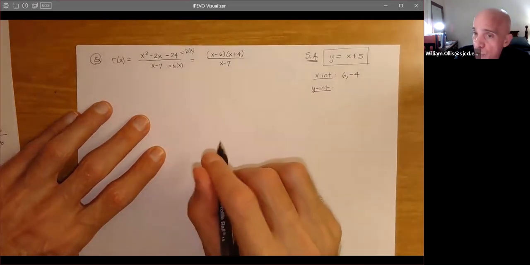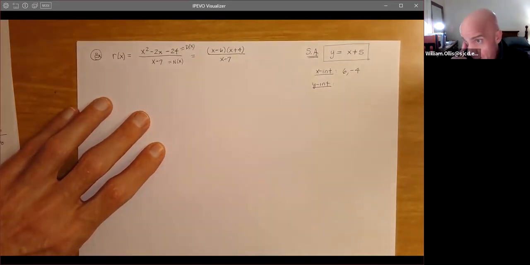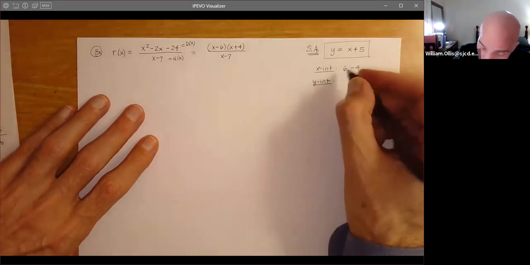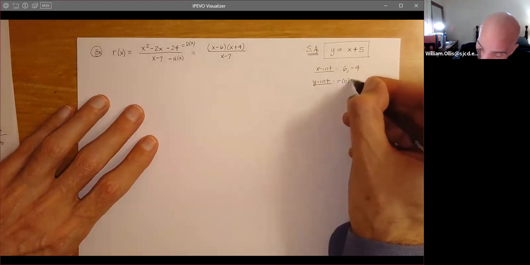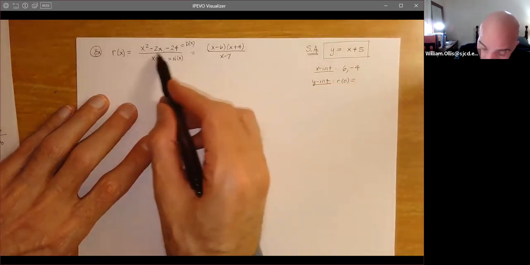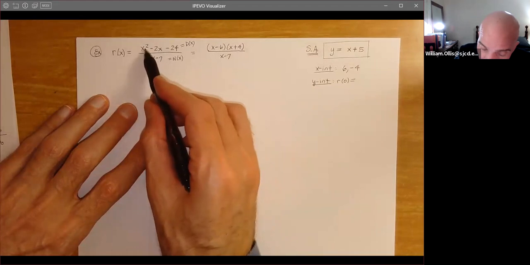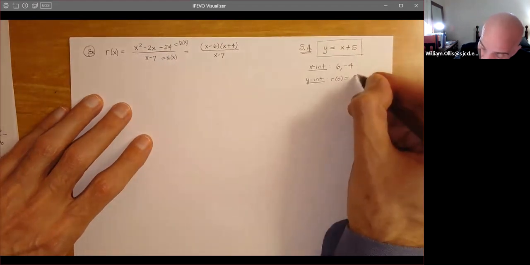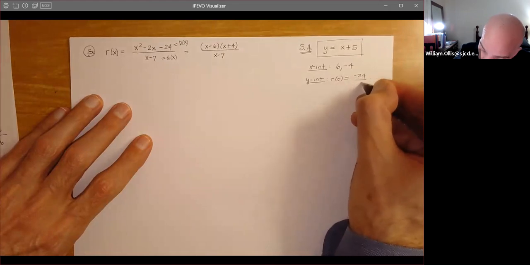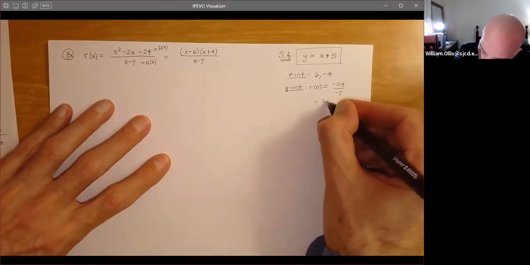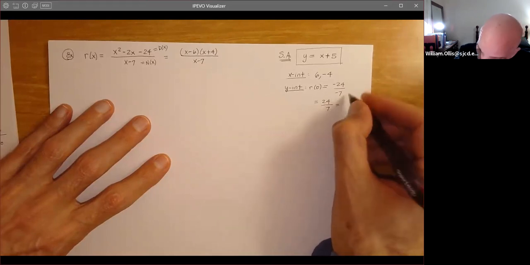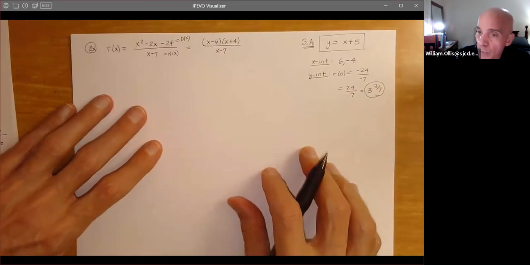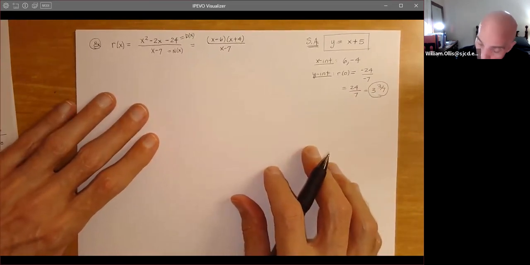This is a whole lot easier than doing the rational zeros theorem, but it is fun, and it's going to be a great tool when you get to calculus. So R of 0, again, we'll just go here. When we do R of 0, we get 0, 0, 0. Then, of course, we get a -24 divided by -7. So that's just 24 over 7. So that's a 3 3/7 if we're thinking about magnitude. Okay, so that's reasonable.